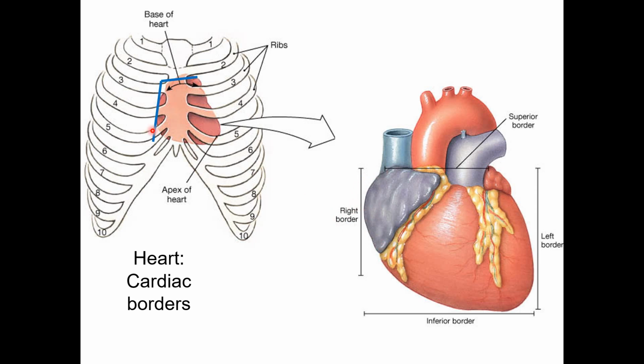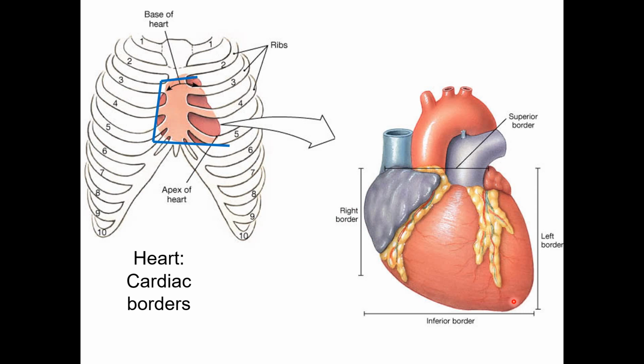It is formed by the right atrium. The inferior border begins from the right fifth intercostal space and it passes to the left towards the cardiac apex. This is the cardiac apex.